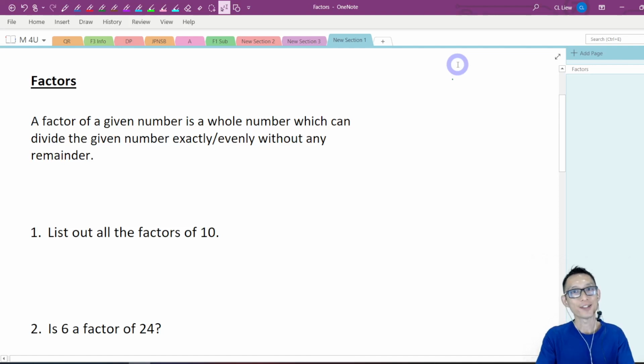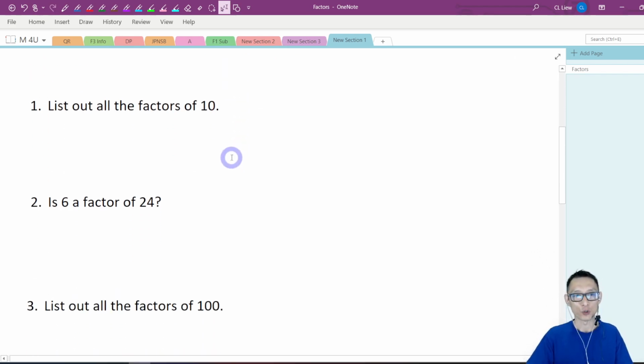In today's video, let's talk about factors. What are the factors of a given number? A factor of a given number is a whole number which can divide the given number evenly, or we can say divide the given number exactly without any remainder. Now, let me give some examples.